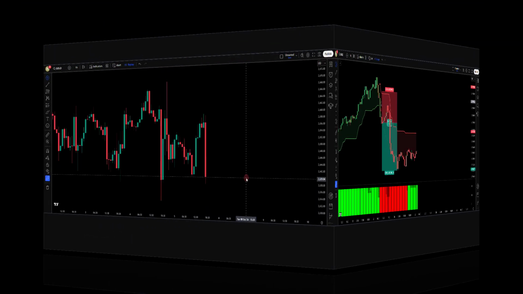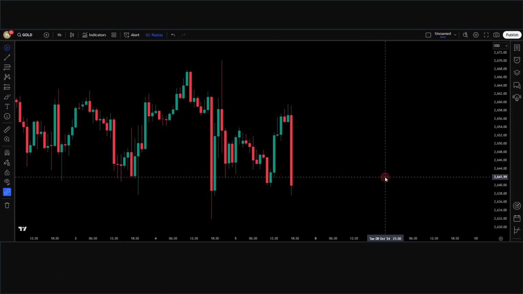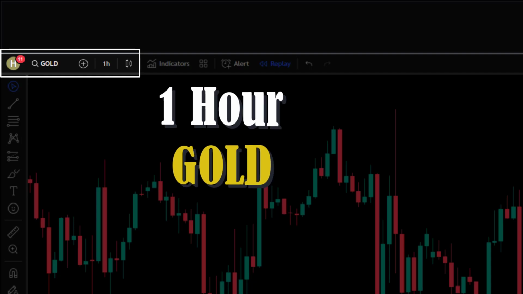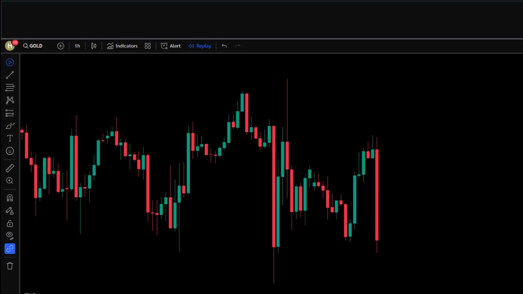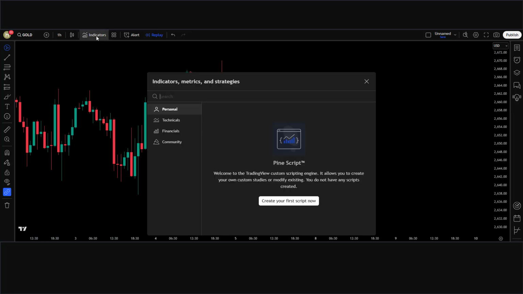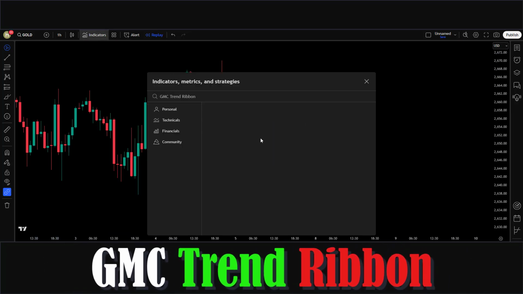Now let's create a trading setup. So first you want to open a clean chart in TradingView. We are going to test this strategy on the 1 hour time frame in the gold chart. Now let's add the indicator to the chart. First indicator name is GMC Trend Ribbon.